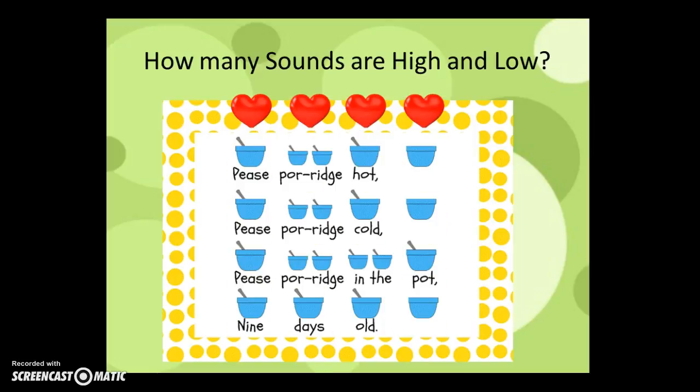So let's do this again. Let's listen to the song with the bowls so that you become familiar with the picture.